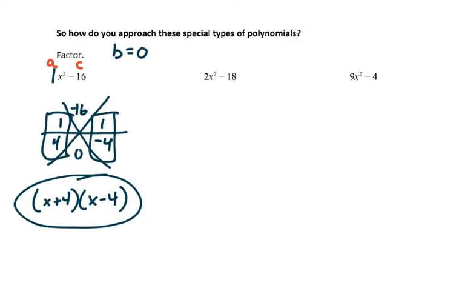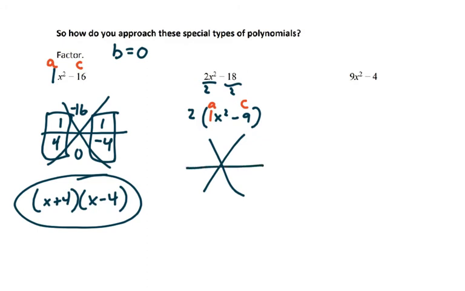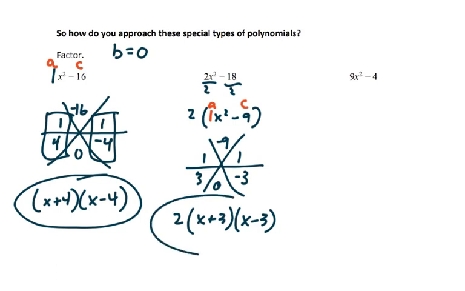For the next one, we do have a greatest common factor to take out. Both of these can be divided by 2, so we're really doing the problem x squared minus 9. And that means a is 1, c is negative 9, and b is 0 again. We'll go back to the asterisk. 1's here, 0 here. A times c, 1 times negative 9. Must be 3 and negative 3. The 2 comes down, and we do x plus 3 times x minus 3. And that's it.